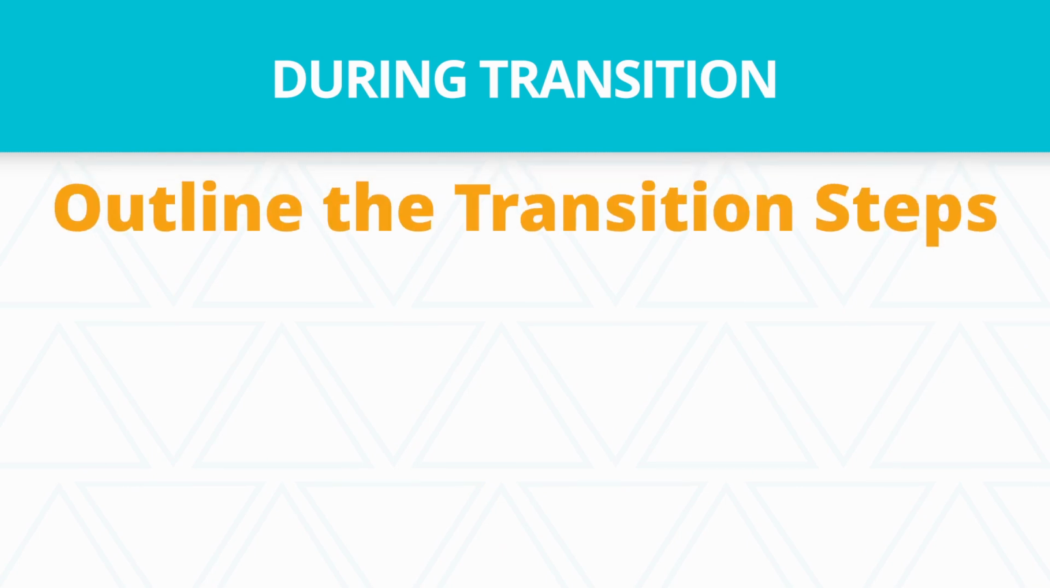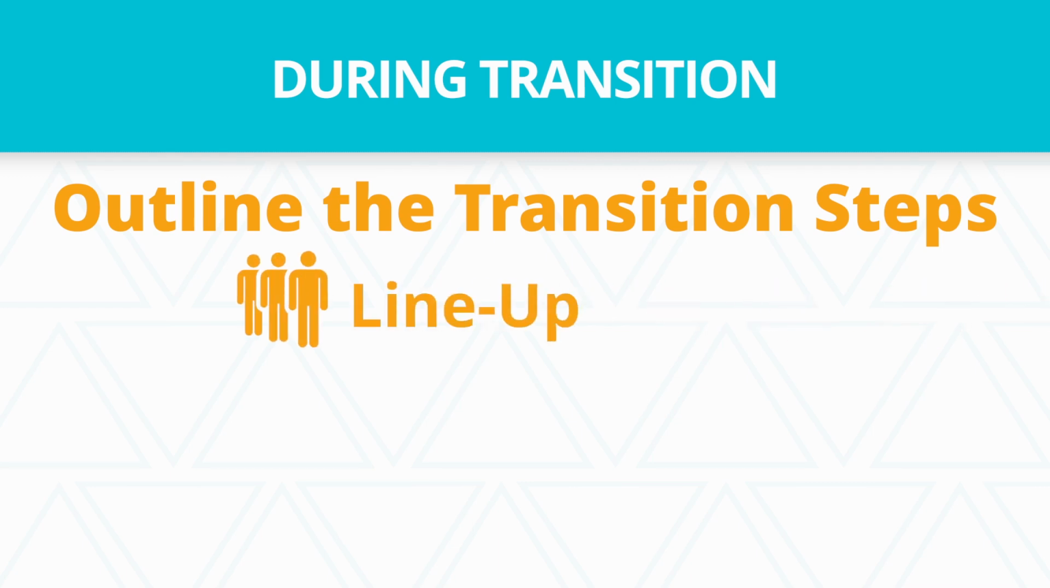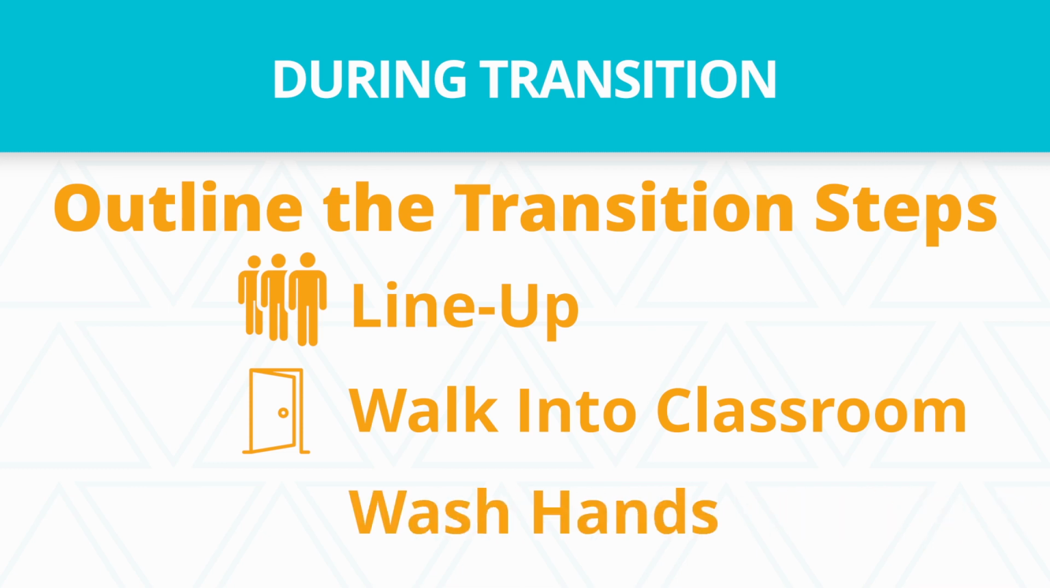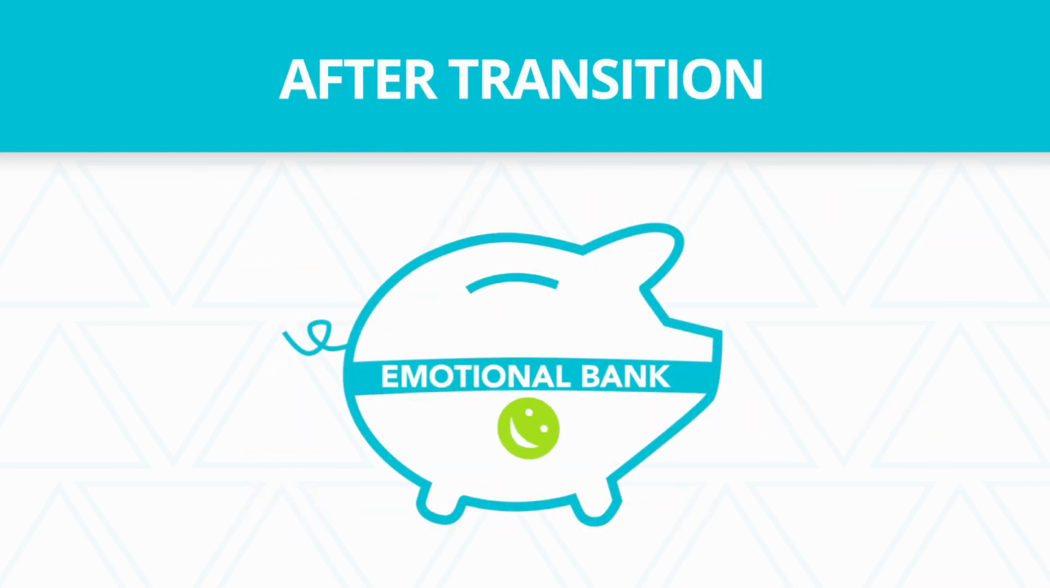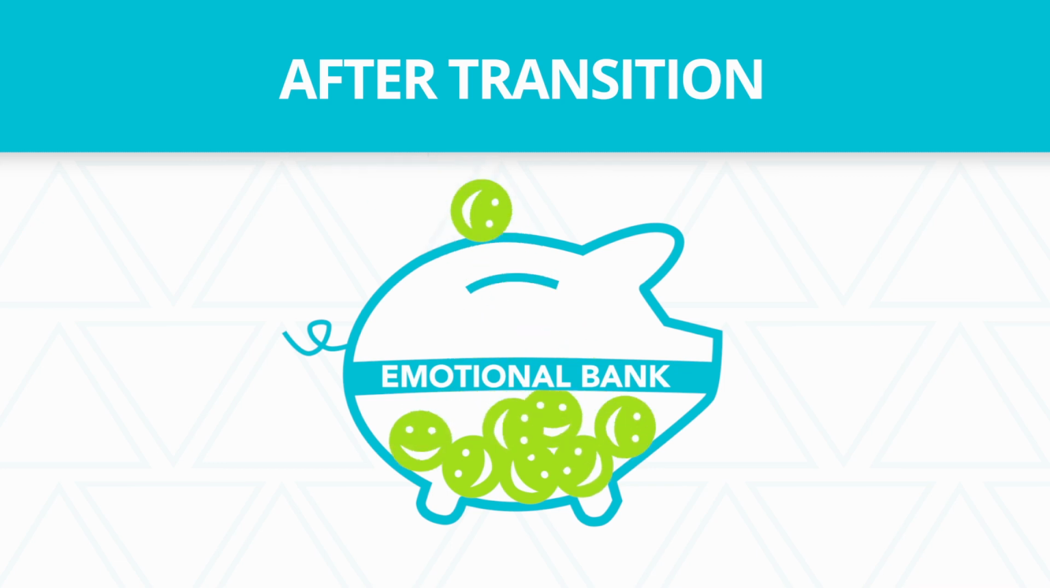During the transition, there are also things we can do. We can have the steps of the transition outlined. If we're coming in from outside, we can say first line up, then walk into the classroom, then go wash hands. So we can have the steps of the transition that we're going to be using and the things we're going to be doing during that transition. We can also plan for the after. Remember, we always want to be cognizant and aware of making 5-to-1 deposits, giving that positive feedback. In the after, we can be telling children, look at you, you used your walking feet. You came right in. You're washing your hands. We can be using that time to make those deposits.